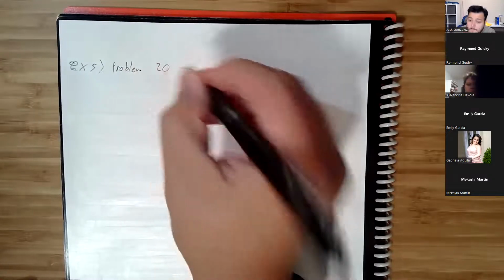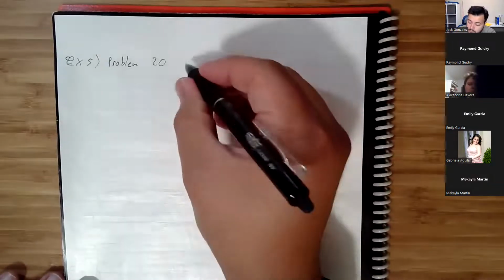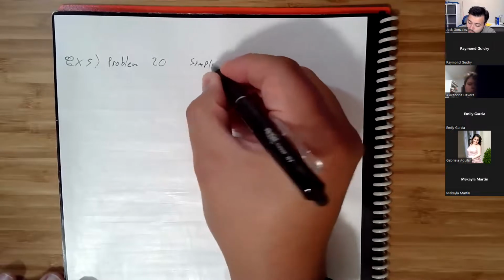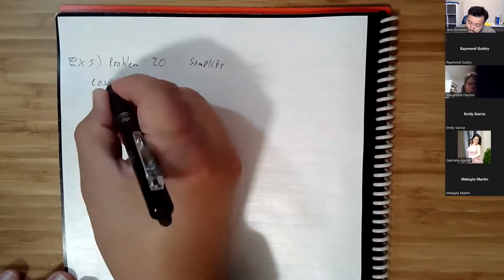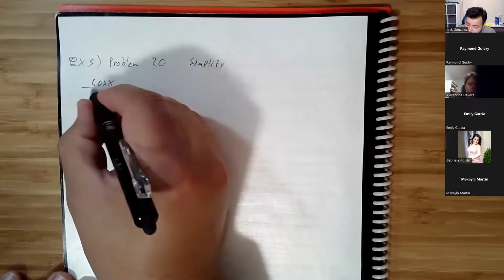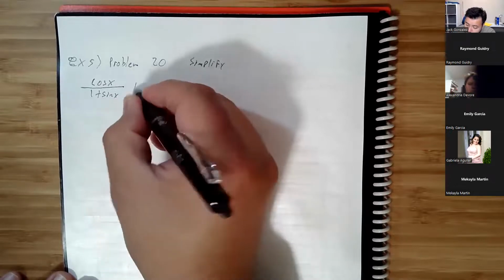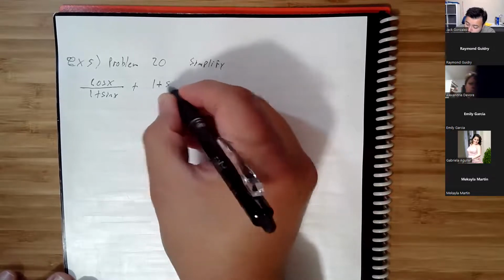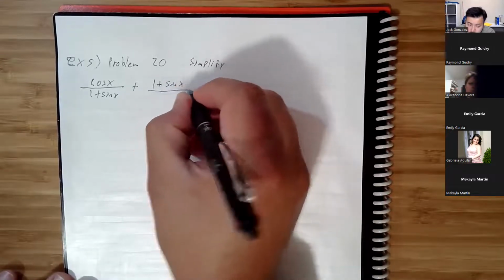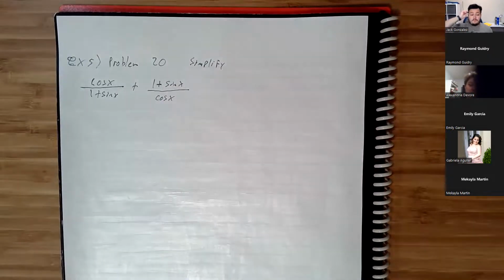Problem 20. As soon as you see this, you see two fractions being added together, right? That should be your big hint. Add the fractions and see what happens. Once you've added them, you should get something squared or some sort of identity that you can apply.